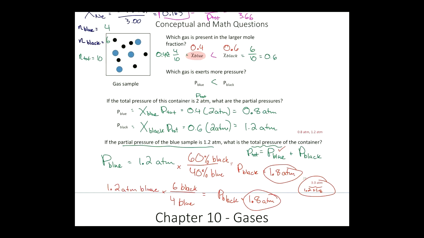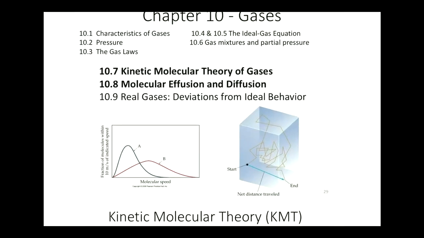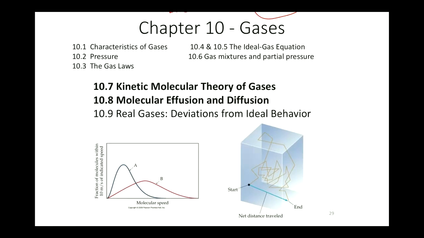All right, so that's basically most of the math in this chapter. So we're going to look at some ideas of why the ideal gas law works. PV equals nRT, right? That's the ideal gas law.